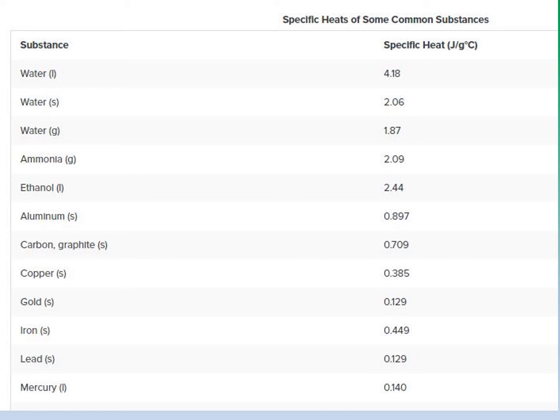These are examples of specific heat capacities of some common substances as indicated here. For example, the water. So you have here the solid, liquid, and gas, and they have specific heat capacities. Of course, you also have the ammonia, ethanol, aluminum, carbon or graphite, and you have copper, gold, iron, lead, and mercury.